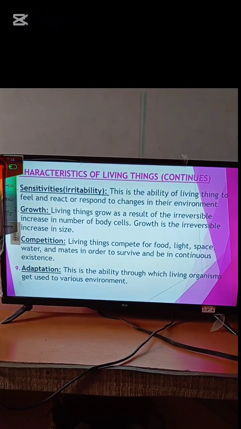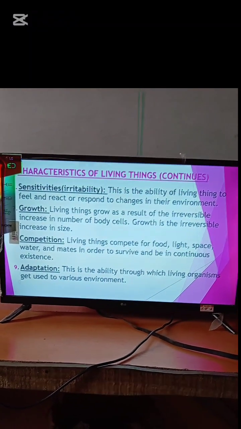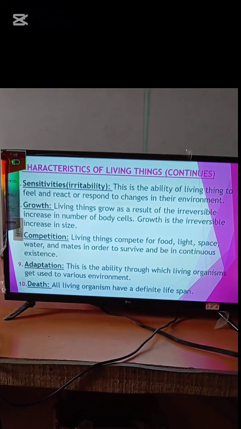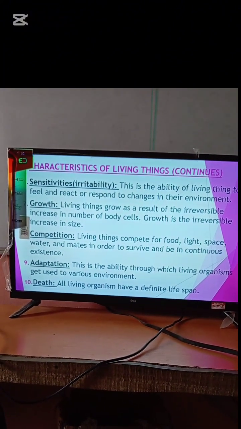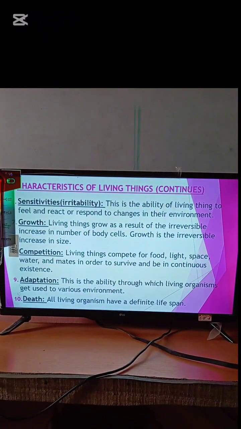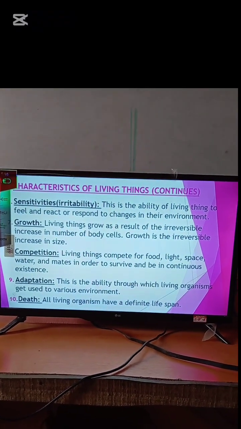Adaptation is the ability through which living organisms get used to various environments. Then death: living organisms have a definite lifespan. And so that will be all for today. Thank you for listening.